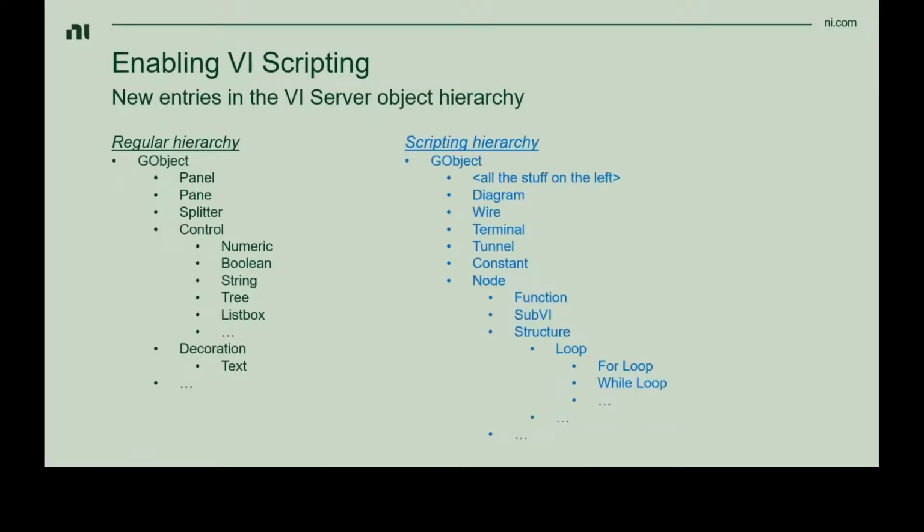Well, in scripting, there's just a whole bunch more stuff that's added to that class hierarchy. So under the GObject class, you still have all the stuff on the left of the slide here, but you also have a whole bunch of new classes: diagram, wire, terminal, node, structure, all sorts of new classes available for you for manipulating with scripting.